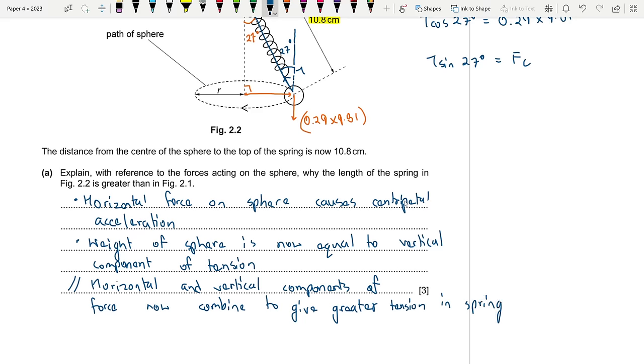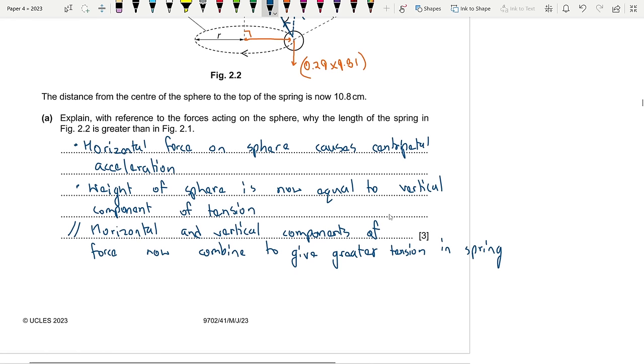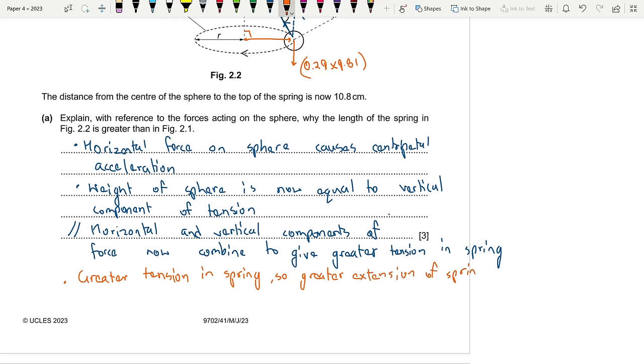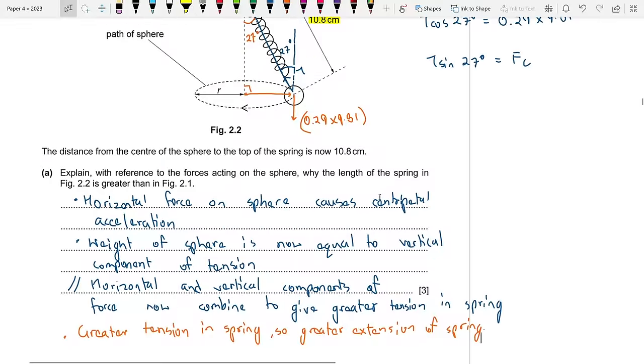So there is now a horizontal force on the sphere which causes the centripetal acceleration, and the horizontal and vertical components of force actually combine to give a greater value of tension. So since there is a greater tension, there should be greater extension. Greater tension in spring, so greater extension of spring. Pretty straightforward, yeah?